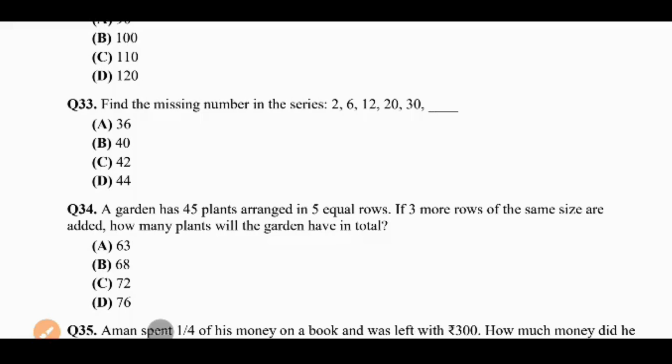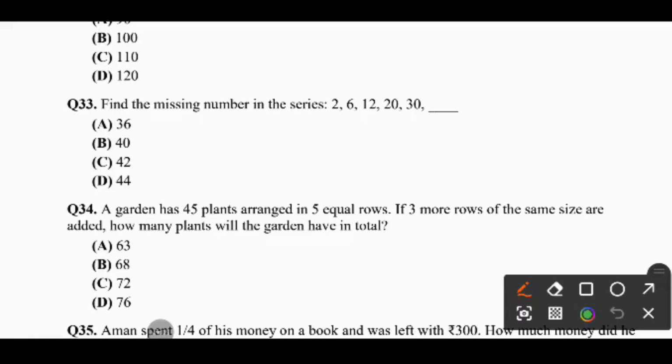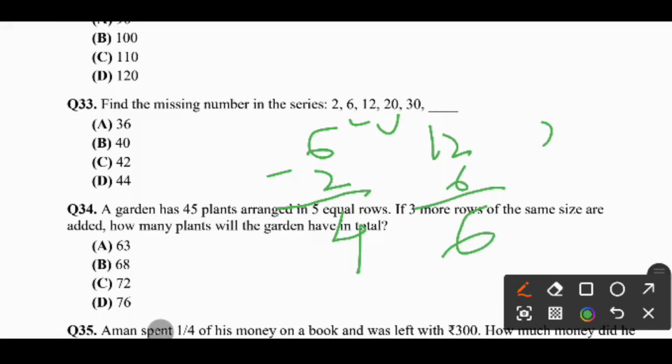Moving on, find the missing number in the series 2, 6, 12, 20, and 30. Here these numbers are given, and I have explained a similar question in part 1 of this series. I believe it was question number 1. So what we will do is subtraction. We will subtract 2 from 6. We will get 4. Then we will subtract 6 from 12. We will get 6. Then we will subtract 12 from 20. We will get 8. So are you seeing the pattern?